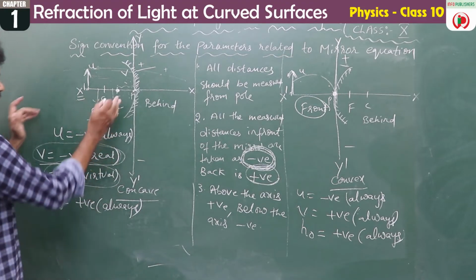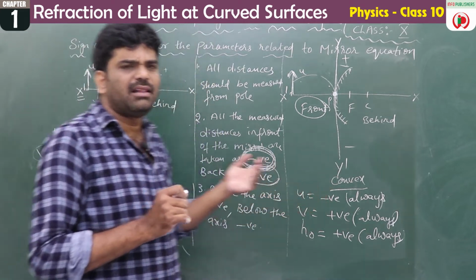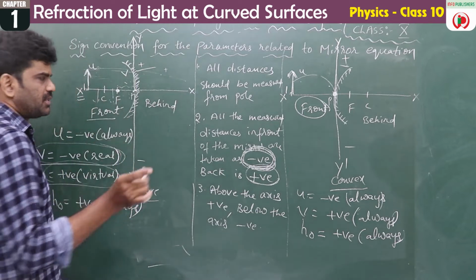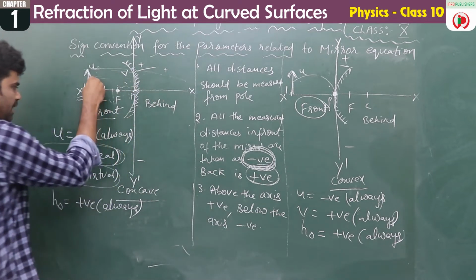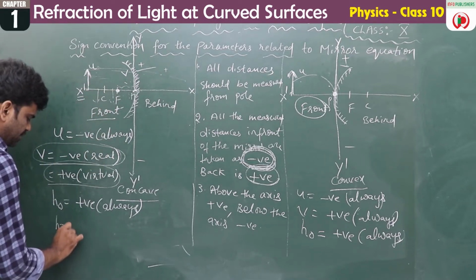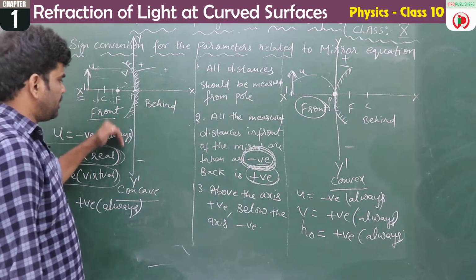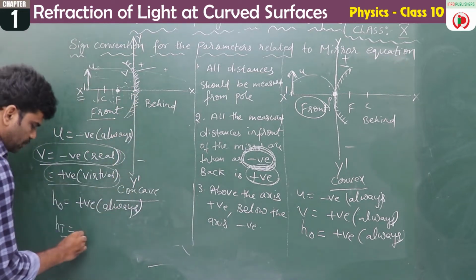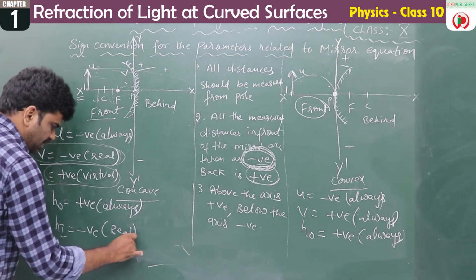Children, let's see the height of the image. You know that in the concave mirror, all the images are real except one, that is virtual. Real means inverted. Inverted means it falls down. So height of the image is negative. So down means negative. Negative for real images.